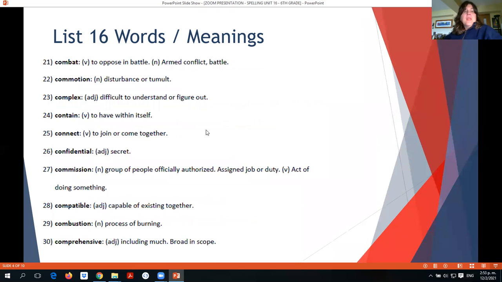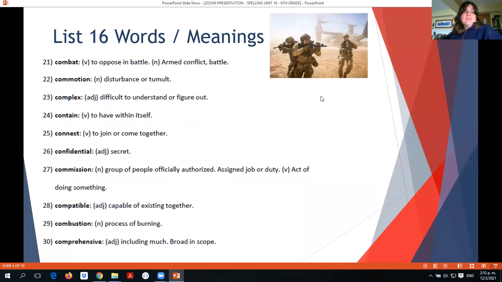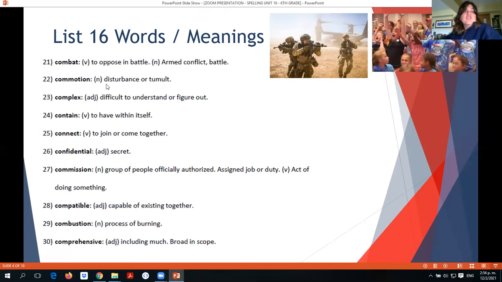Okay. Number 21, combat, prefix con. It means as a verb to oppose in battle, or as a noun, the battle itself, okay? So these soldiers here are in combat, okay? Number 22, commotion, prefix com, is a disturbance or tumult, and not necessarily something bad. A commotion can be caused by something good too, okay?